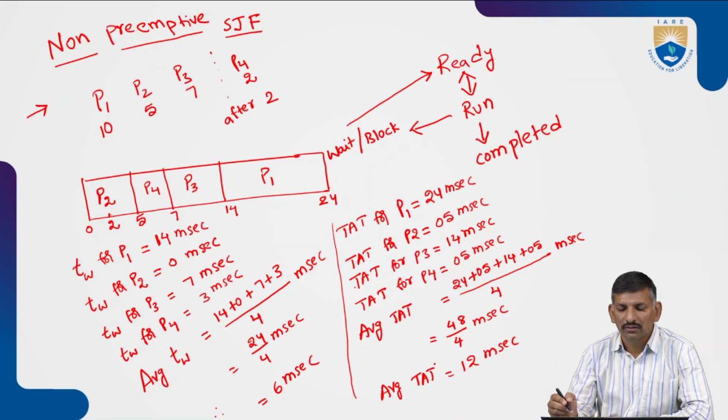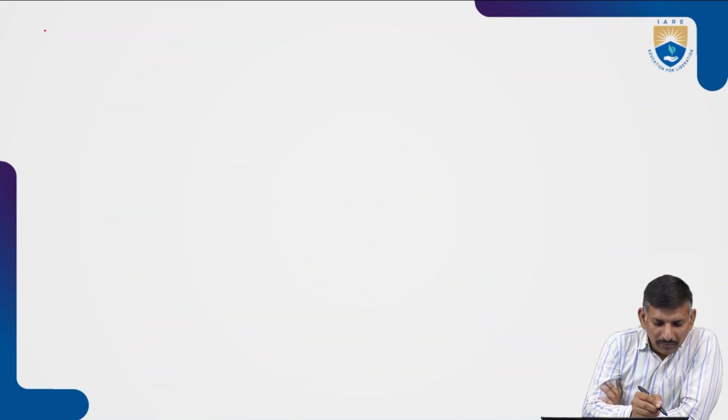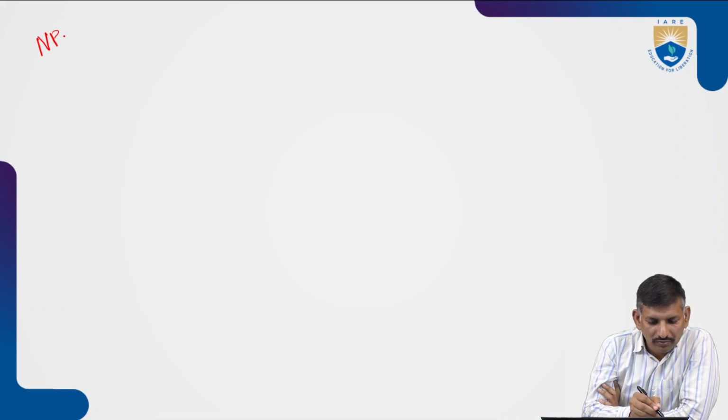So like this, for this requirement, check all these parameters and decide which scheduling algorithm is suitable for a particular requirement. In this manner, we can decide which scheduling algorithm is best for a particular requirement. Next, non-preemptive priority based scheduling.